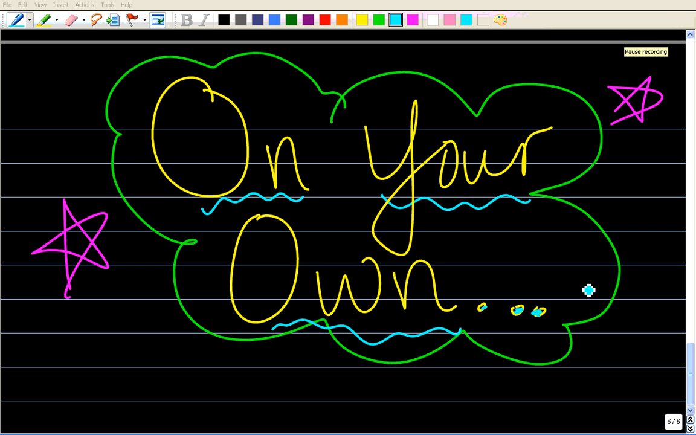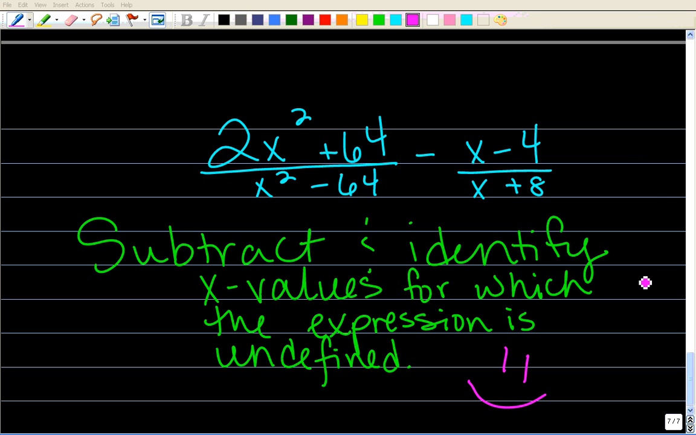On your own paper, I would like for you to complete the following problem, and just do it on a separate piece of paper, and then whenever you get here tomorrow, just go ahead and put that piece of paper on top of my desk. You can just bring it in and put it on my desk and leave it there. Don't have to say a word. Okay, here comes the problem. Are you ready? I would like for you to subtract this problem and identify x values for which the expression is undefined. And again, on a separate piece of paper with your name on it. Just put it on my desk whenever you get here.